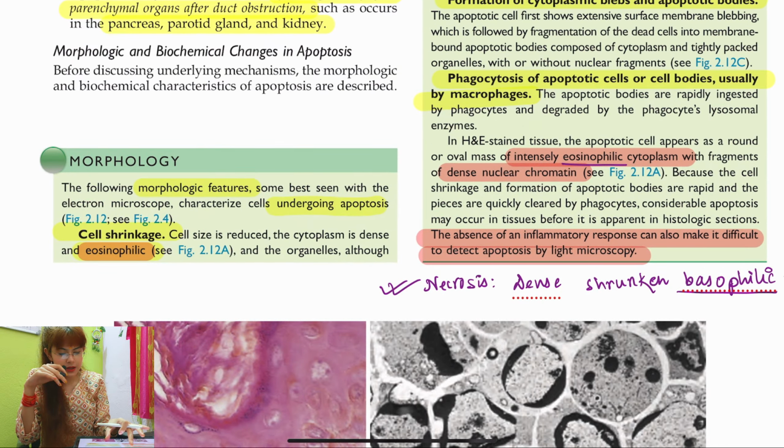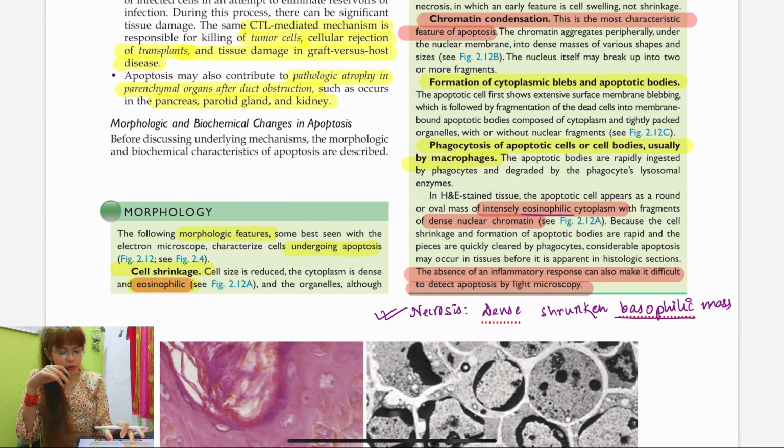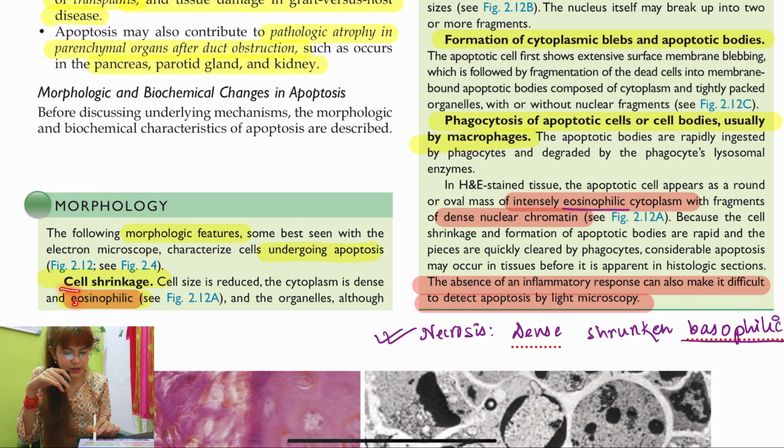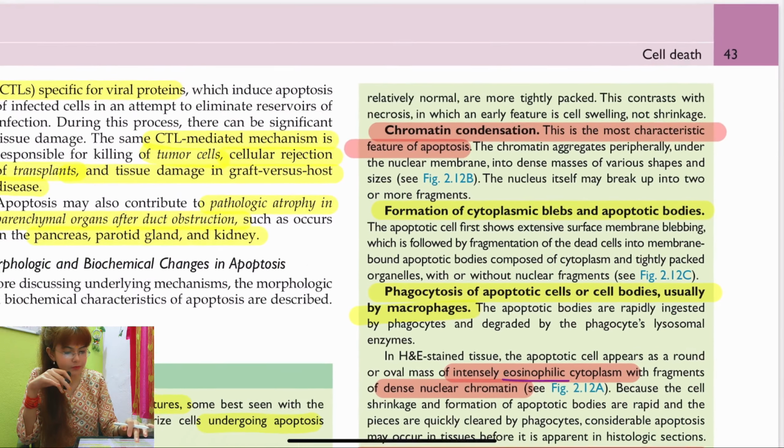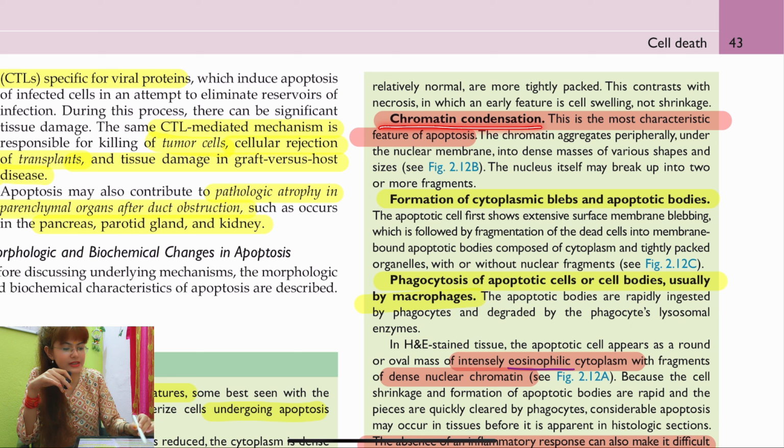Okay. Now coming to the morphology of apoptosis, see, cell shrinkage. As I said over here, that cell shrinkage is the first and most important reaction. So this is important. The cell is eosinophilic and it remains eosinophilic throughout. At the end, an oval mass of eosinophilic cytoplasm is only seen here. Okay. Now, chromatin condensation is the most characteristic feature of apoptosis.